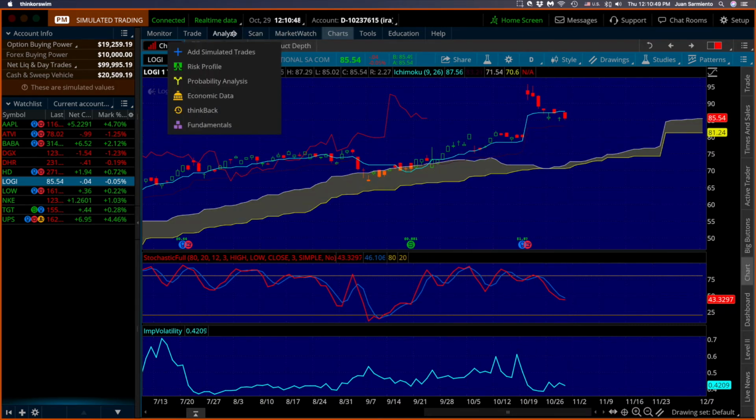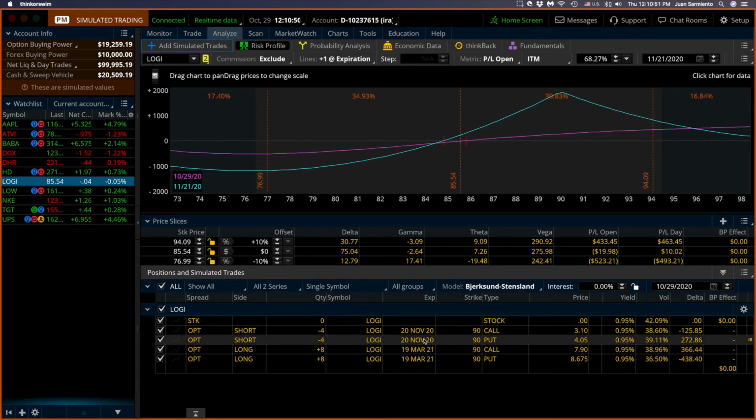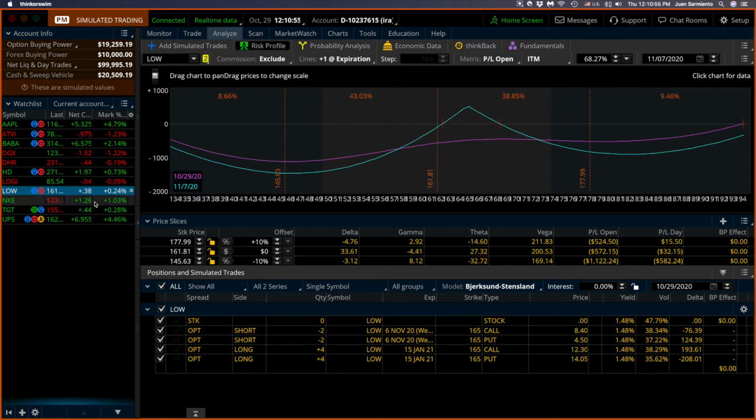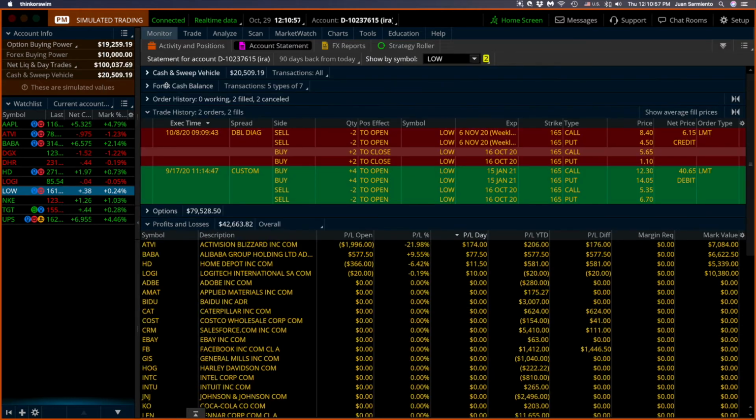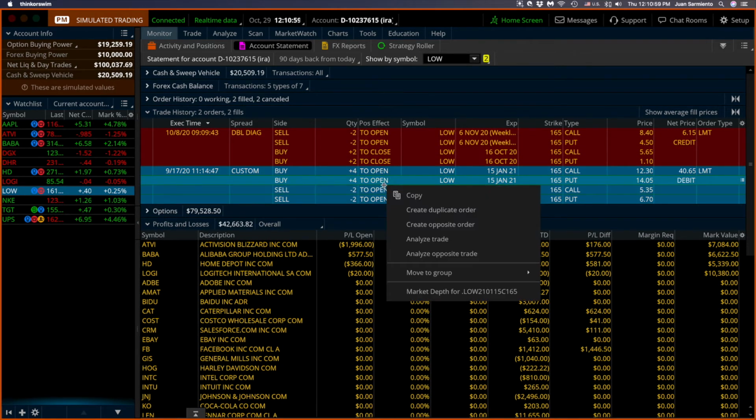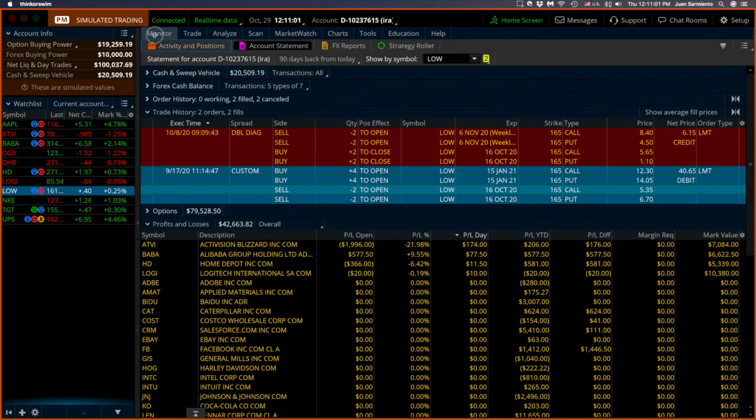Yeah, that looks good. I'm not going to change anything. November 20th, plenty of time. Lows. Let's do the same with lows. Let's copy both the trades that we have made.